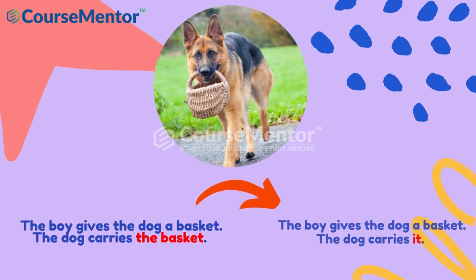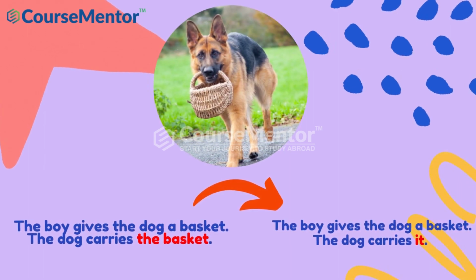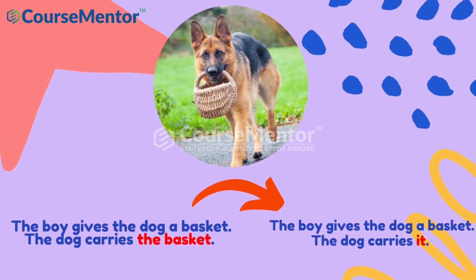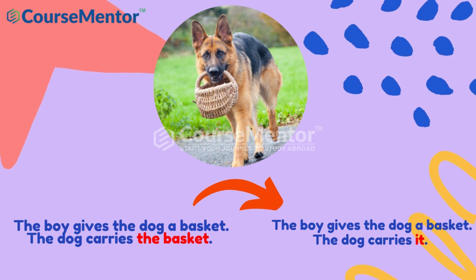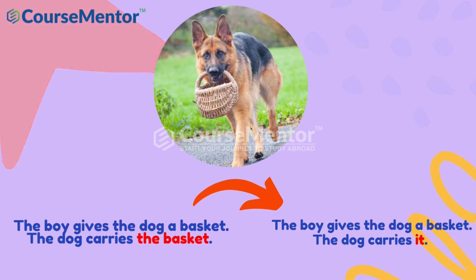The boy gives the dog a basket. The dog carries the basket. The boy gives the dog a basket. The dog carries it. In this example, you can see that the basket is replaced by it, which is an inanimate thing. This is how it can be used with animals and non-living things.